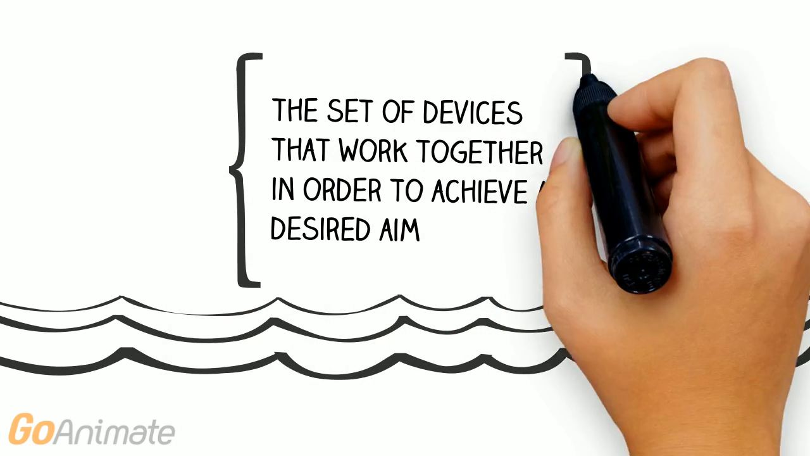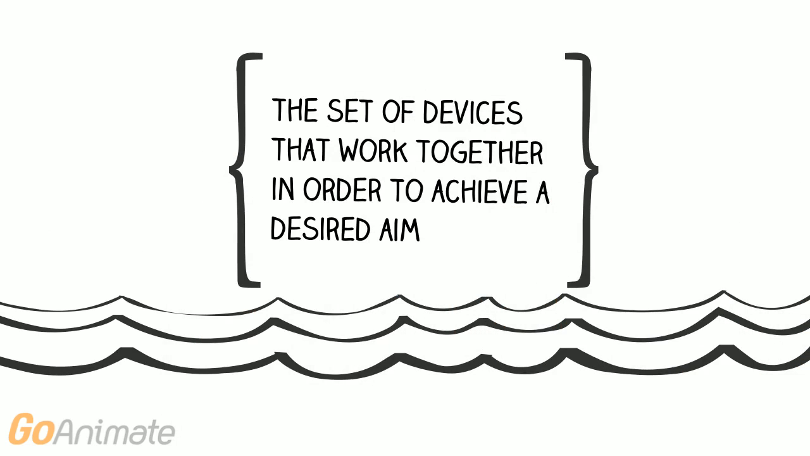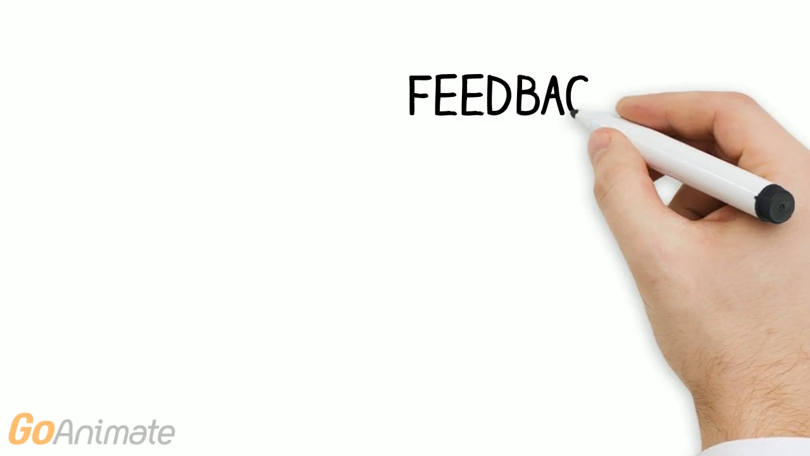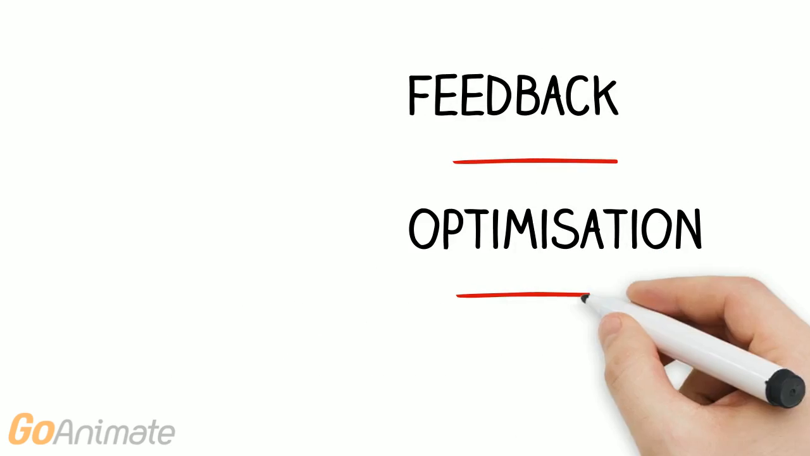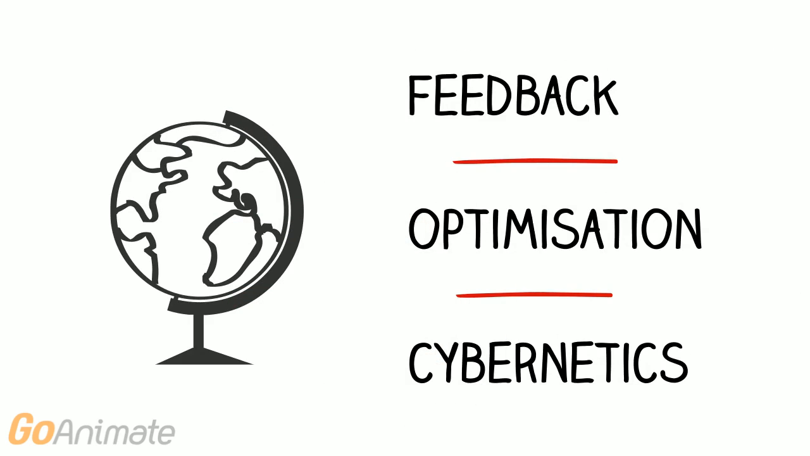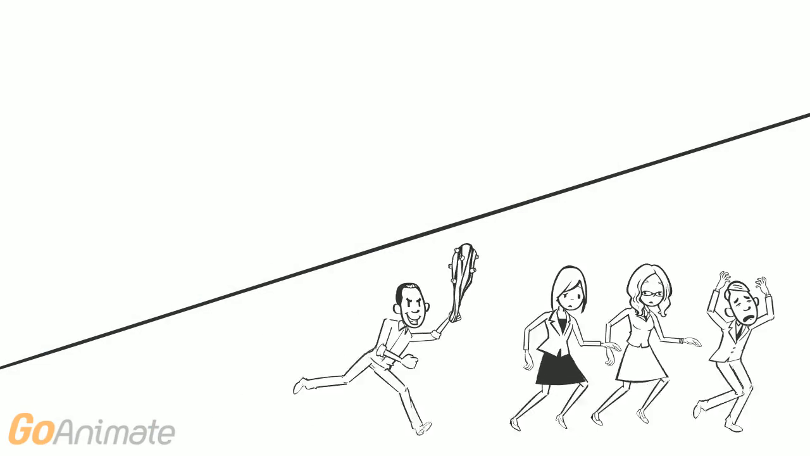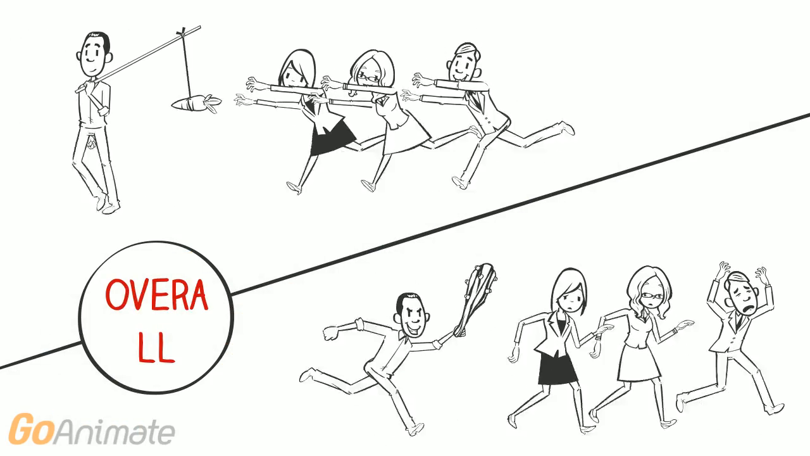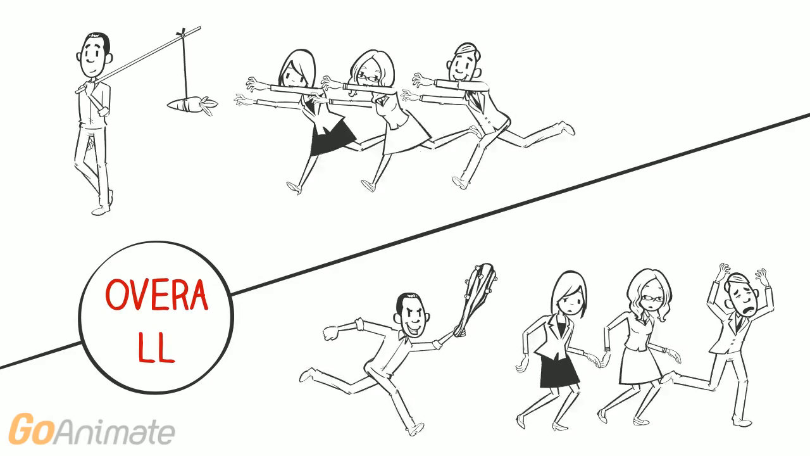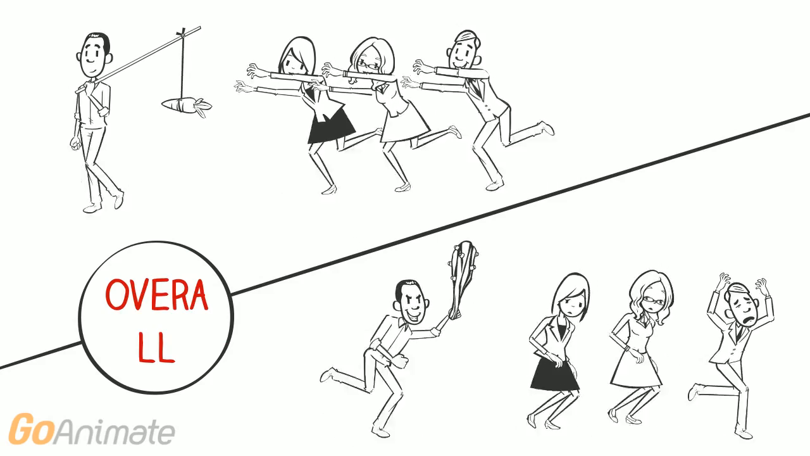Control theory, in other words, refers to the set of devices that work together in order to achieve a desired aim. Feedback, which is another word for response or reaction, can also be used to refer to a method of system control. Mathematically, stability theory, dynamical systems, and especially the theory of functions of a complex variable, have had a strong influence on this approach.